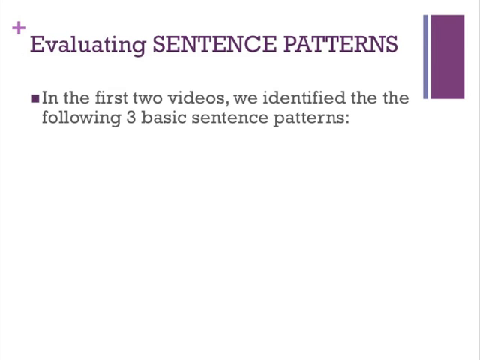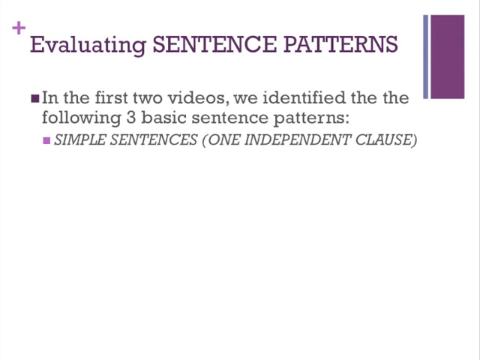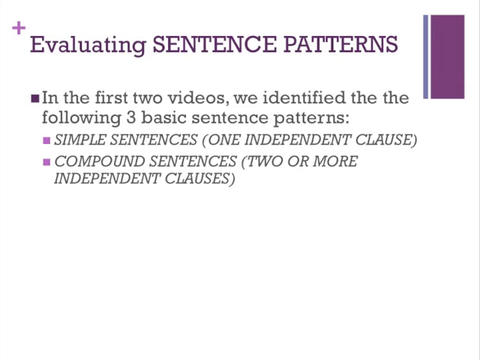Finally, in today's video, we talked about the fact in our previous video that we were going to evaluate the different sentence patterns we have. Because now that we've looked at these basic patterns, we kind of need to understand how they all work together. Now, first off, we identified these three basic sentence patterns. Simple sentences, which just involve one independent clause. Compound sentences, which involve two or more independent clauses. And again, those are connected by those conjunctions, those coordinating conjunctions that we learned about in the first two videos.